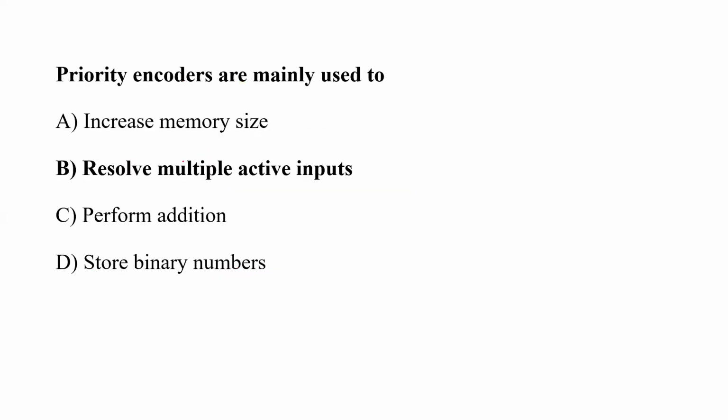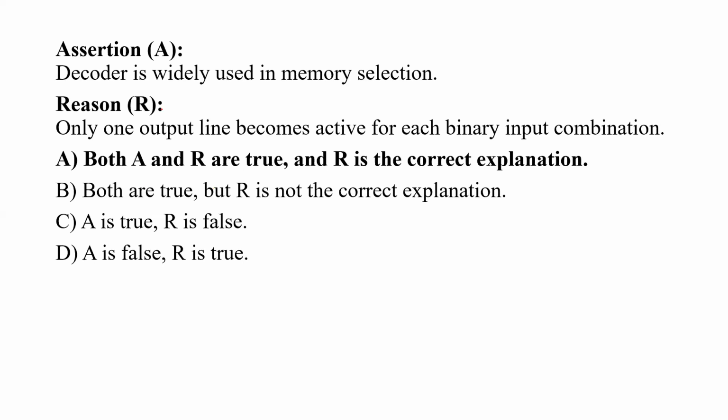And priority encoders are mainly used to resolve multiple active inputs. And the assertion: a decoder is widely used in memory selection. What is the reason actually? Only one output line becomes active for each binary code. Both are true, and it is a correct explanation. So a decoder is widely used for memory selection.